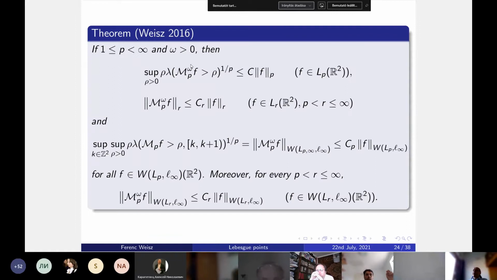Here is the theorem. So this M_p^omega maximal operator is bounded on the L_r space, r greater than p. The weak L_p norm can be estimated by the L_p norm of f. And here are the generalizations for the Wiener amalgam spaces. Probably I go ahead because these inequalities are the same as before for the operator M_p. Here omega is missing.